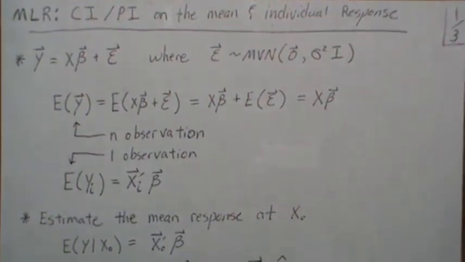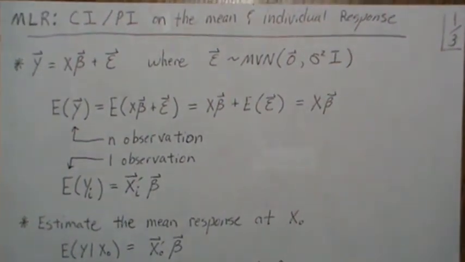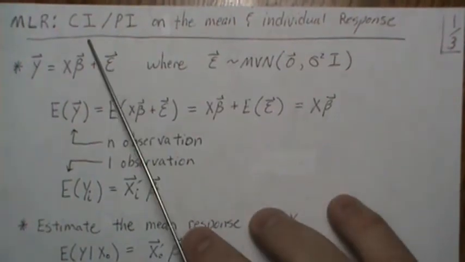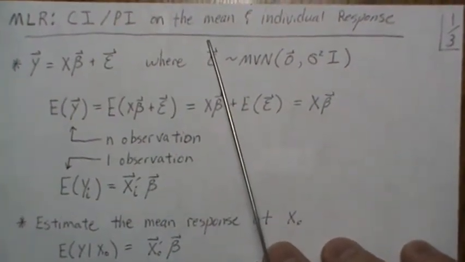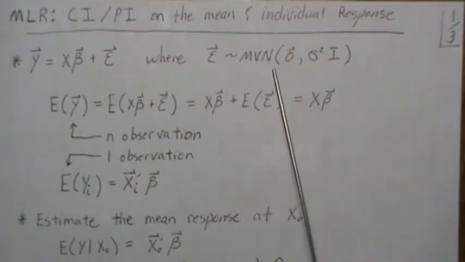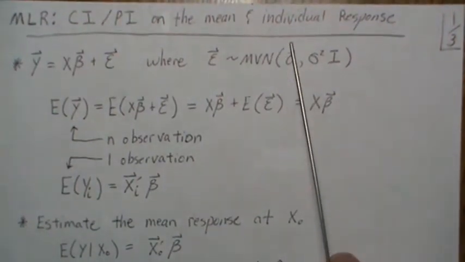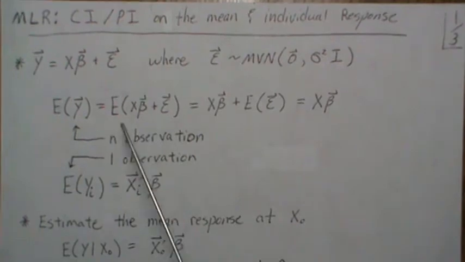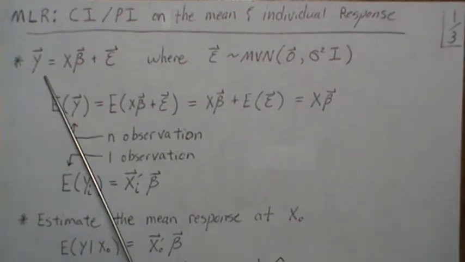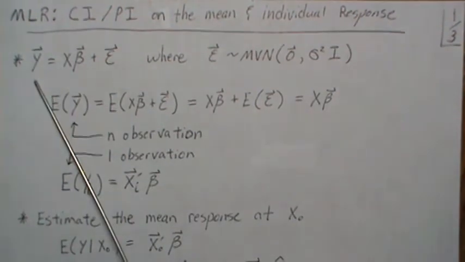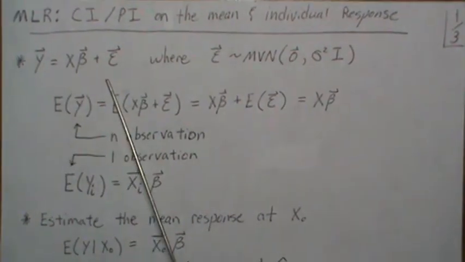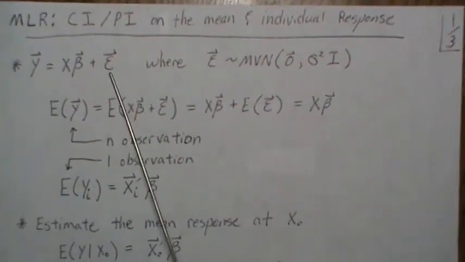Hello, in this video we're in the multiple linear regression setting and we're going to develop a confidence interval for the mean response at a given x and a prediction interval for an individual response at a given x. And as a reminder, the multiple linear regression model looks like this: y equal to X beta plus some error term, epsilon.